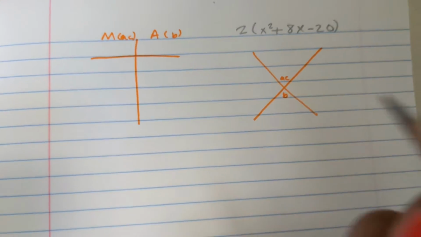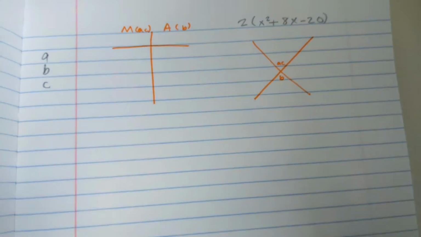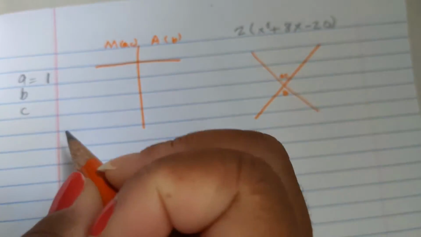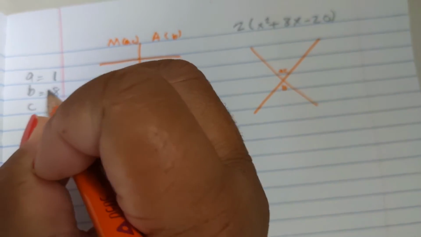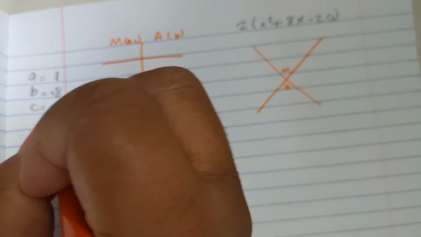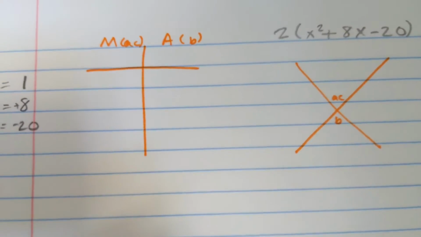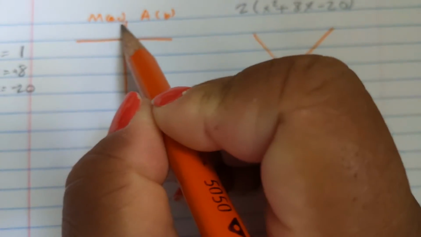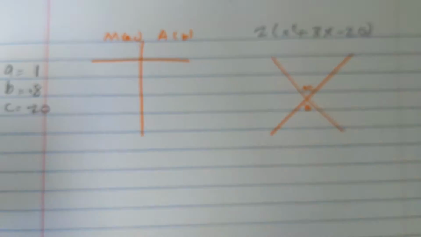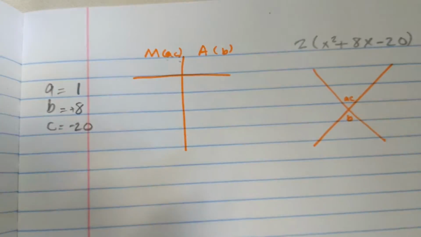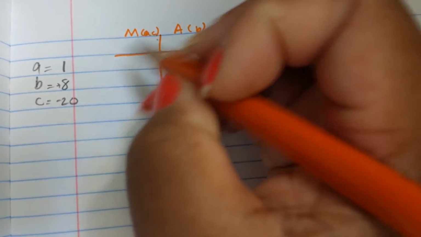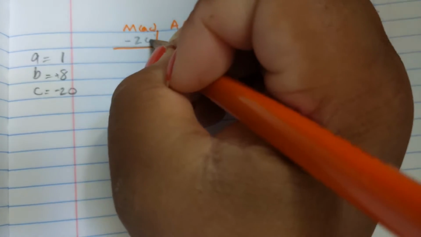But before I do, we'll start by identifying our A, B, and C. Now, if you have your notes and you can watch both, you'll see that we already identified our A, B, and C, and our A is 1, our B is a positive 8, and our C is going to be a negative 20. And we're going to do our M and our A multiply. So I multiply A times C, positive 1 times a negative 20. So 1 times negative 20 gives me a negative 20 on the M side.